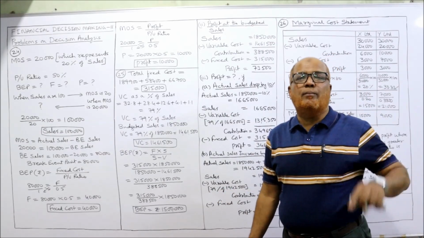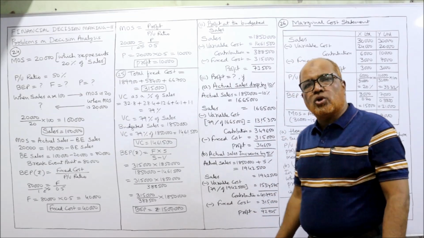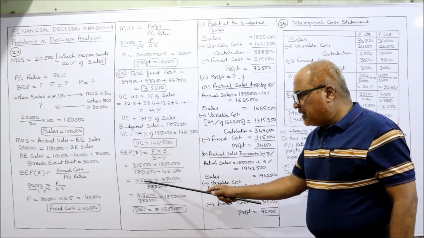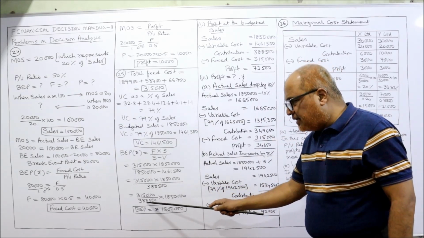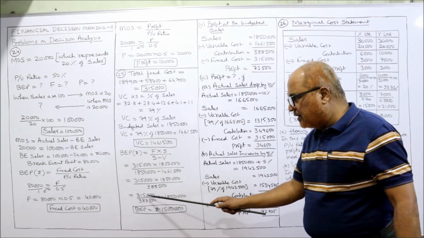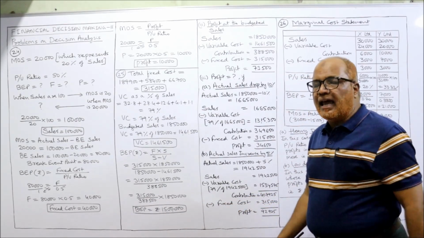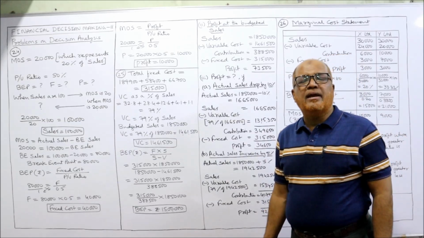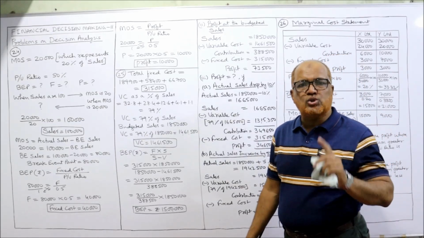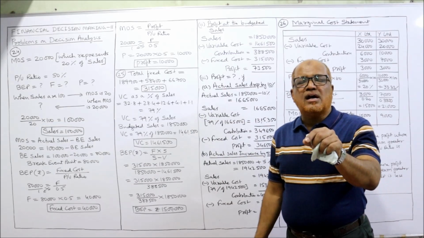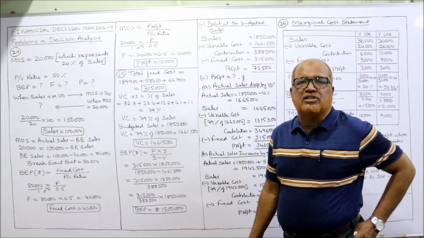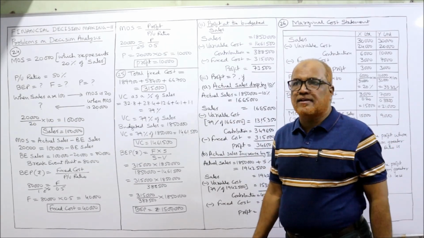Now directly you cannot multiply 3,15,000 into 18,50,000. It will be a huge number. So what will we do? The shortcut method: 3,15,000 divided by 3,88,500. First you divide, then multiply by 18,50,000. You will get 15 lakh. This is the break-even point, BEP.